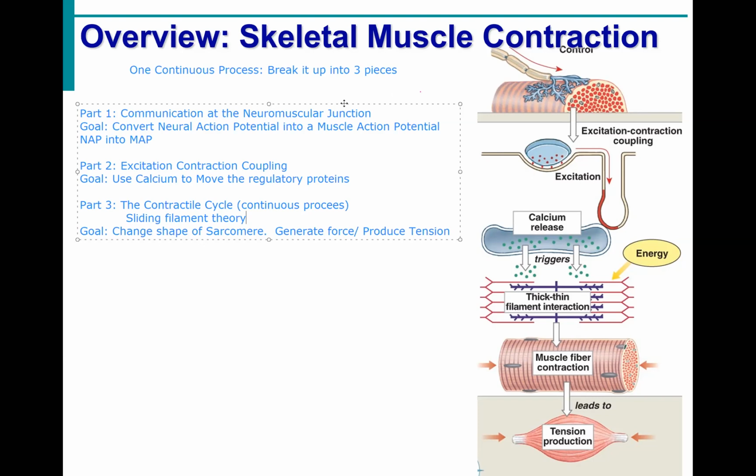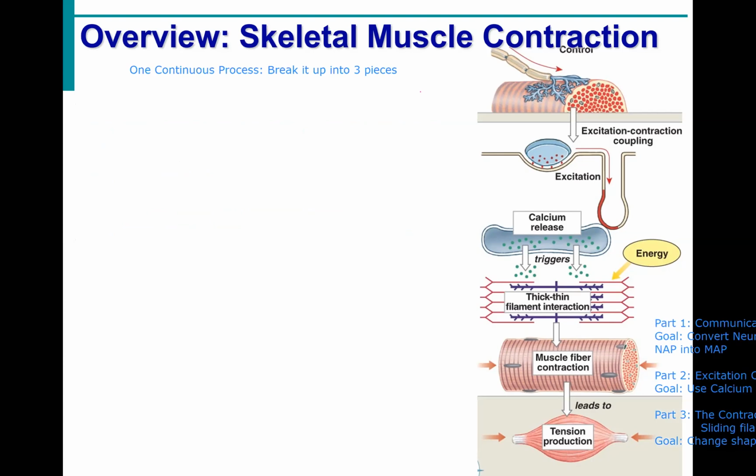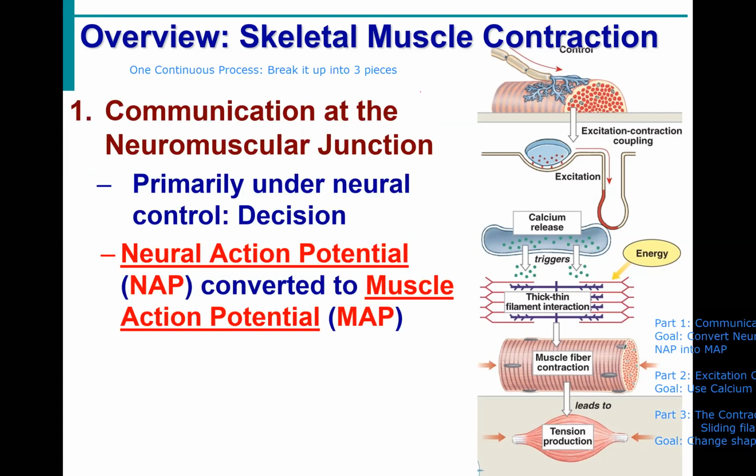I've written it here. I'm going to cheat and grab that and move that off to the side so it's out of our way. I can always bring that back if we need to, but that way we can do the same thing here as well. So again, step 1 is our communication at the neuromuscular junction. Again, it's our skeletal muscle. We are voluntarily controlling it, so we make a decision, and then our goal is to convert that neural action potential into the muscle action potential.